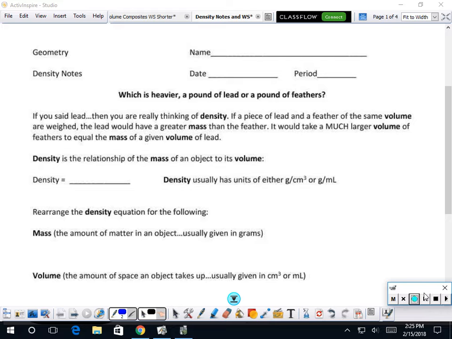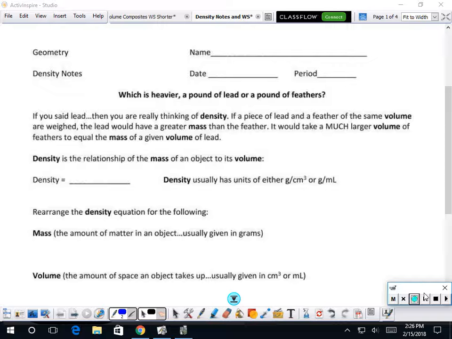Okay, we're going to talk about density today. So, thinking about the question, which is heavier, a pound of lead or a pound of feathers? Hopefully you said that they weigh the same. They're both the same weight since they're both a pound. But if you were thinking that the lead was heavier, most likely you're thinking of density.